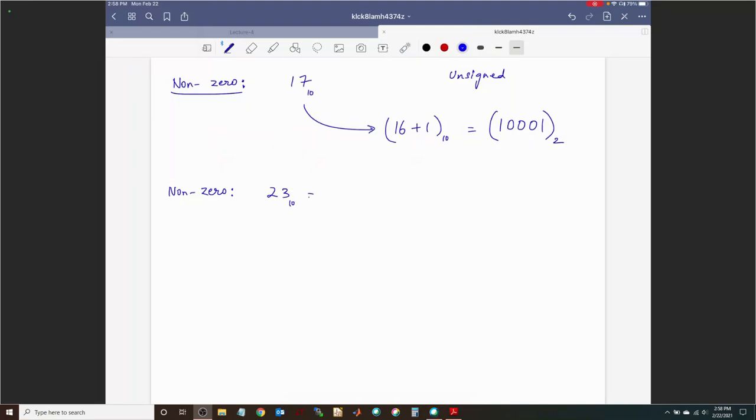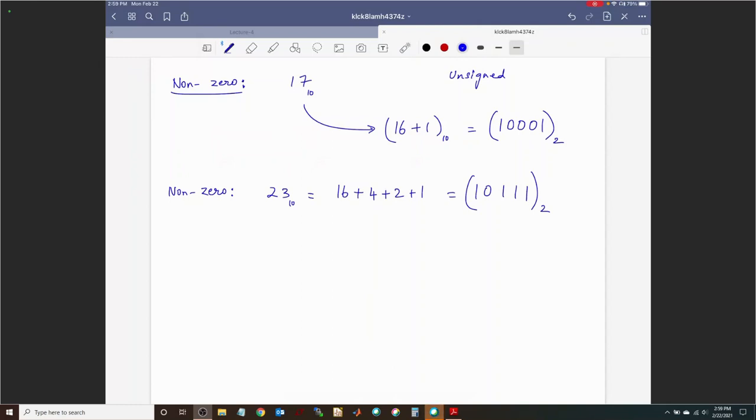Well, for 23, I still need 16. I still need what? 4 plus 2 plus 1, right? So I would need 16, no 8, there is a 4, there is a 2, there is a 1. You guys agree with that?